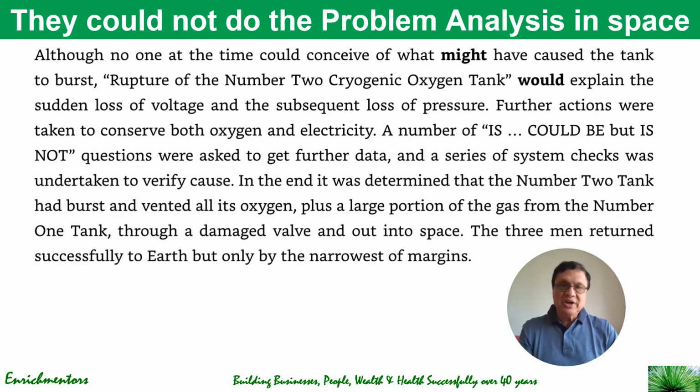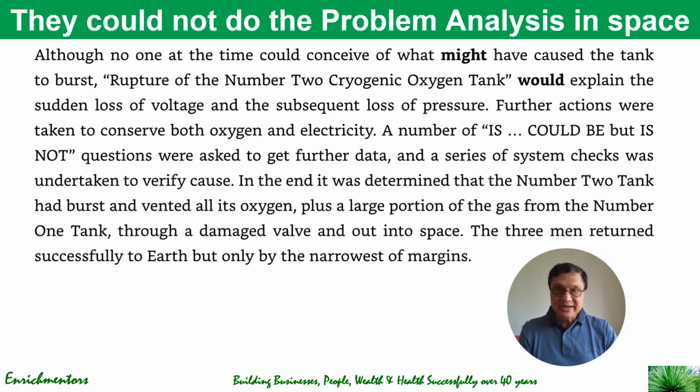So further actions were taken to conserve both oxygen and electricity, and the team was asked to further get into the data, and a series of systems checks were undertaken to verify the cause. And they figured out that the number 2 tank had burst and vented all its oxygen, plus a large portion of gas from number 1 tank through a damaged valve was being let out into space.